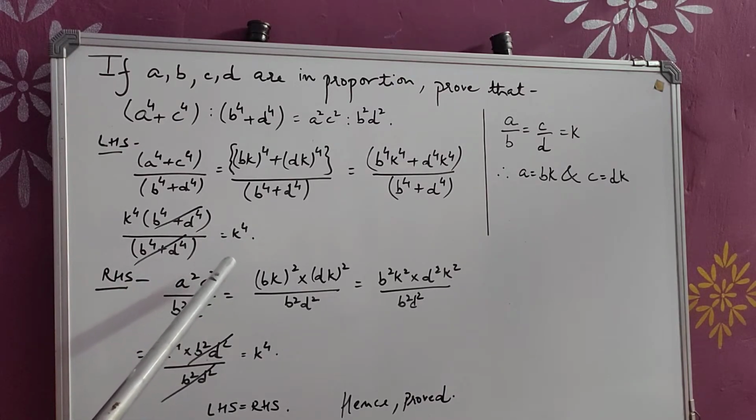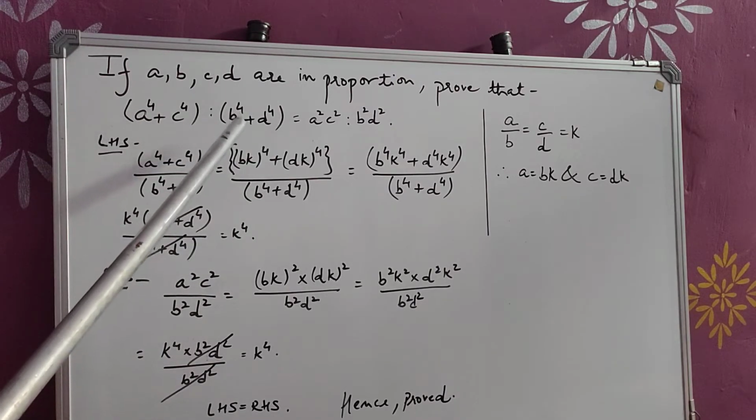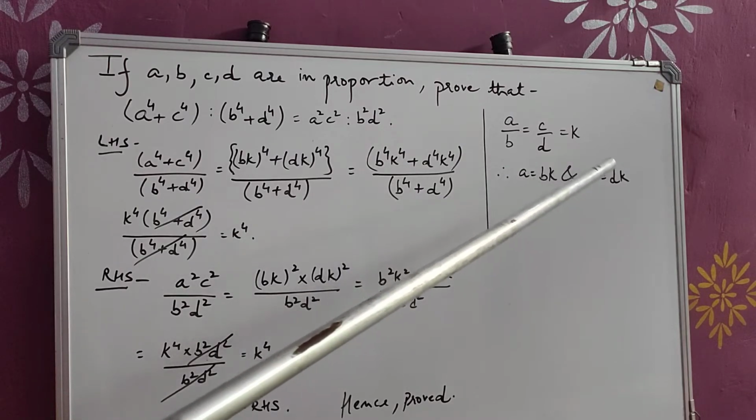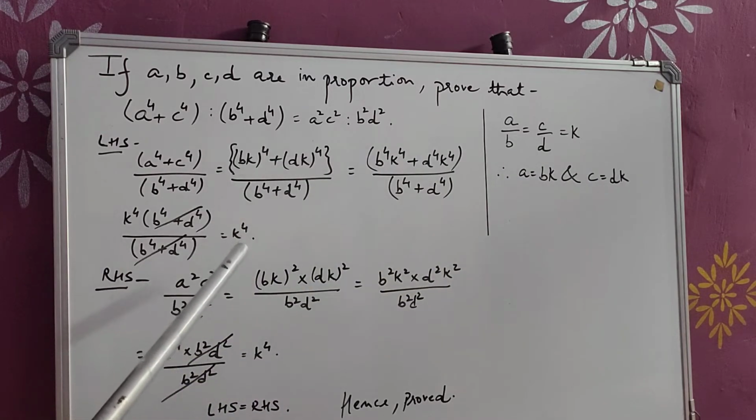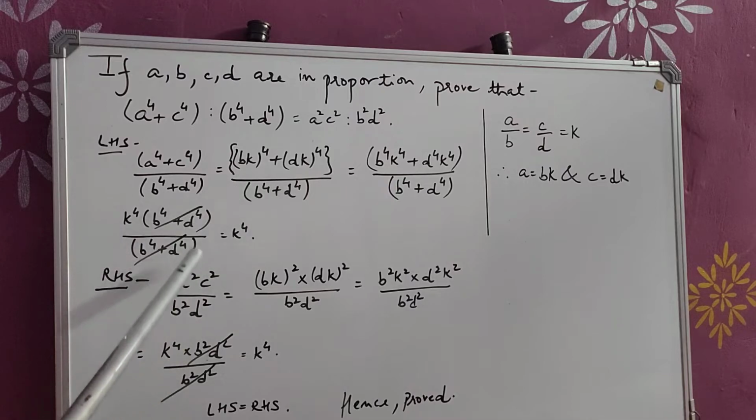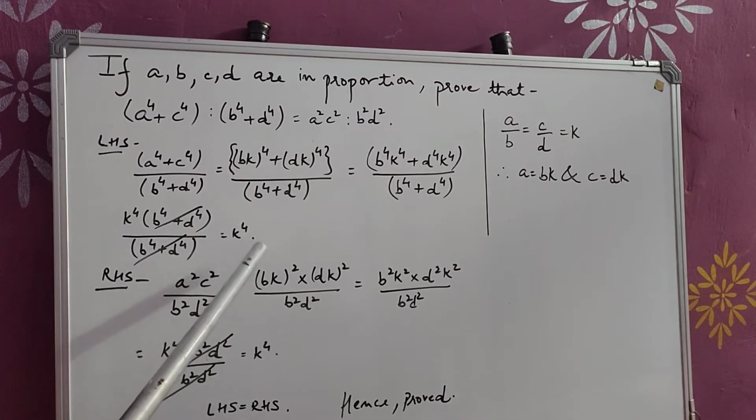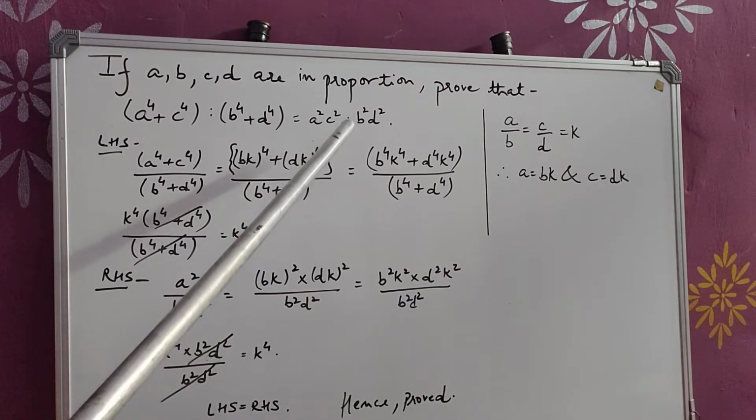So this ratio, after substituting the value of A as BK and the value of C as DK, has been simplified and has reached K raised to the power 4. Now we are going to try to achieve the same thing from the right hand side.